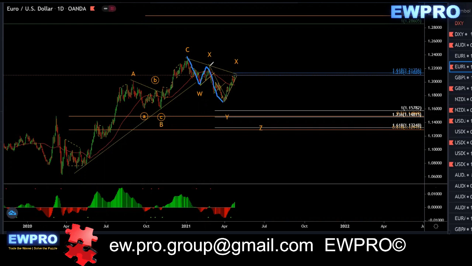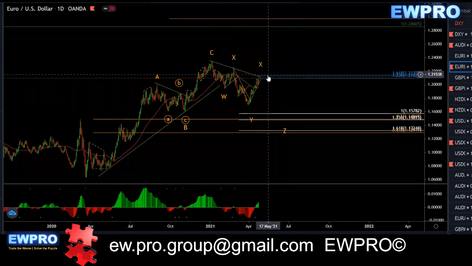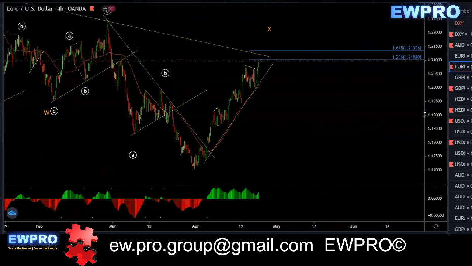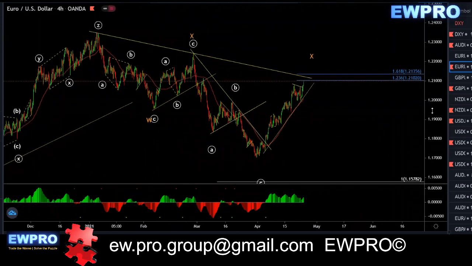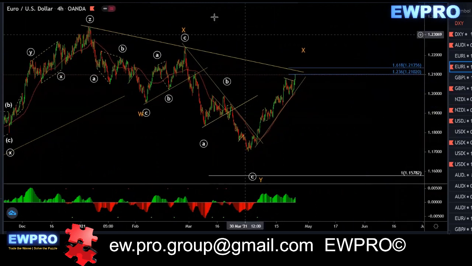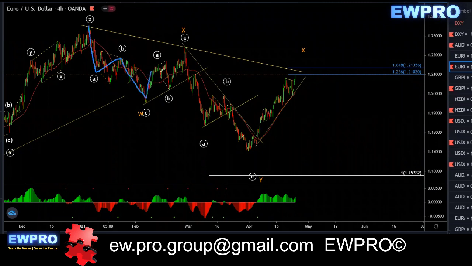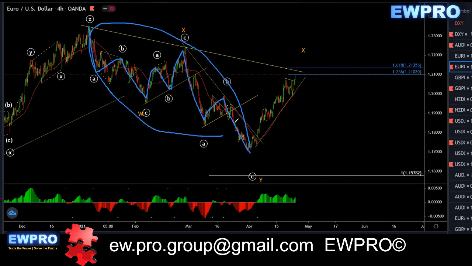Again, we have possible bear hidden here. But again, it's not valid to trade as bear hidden. So if we go down to the H4, again, we have that 333 structure completing the pattern, a corrective structure. So we've got 1, 2, 3, 1, 2, 3, 1, 2, 3. That completes the structure as a complex correction.